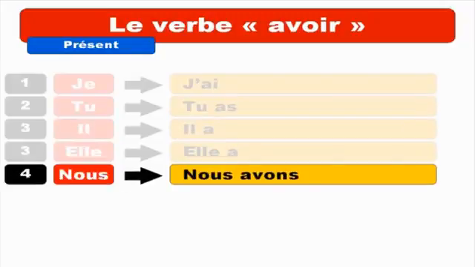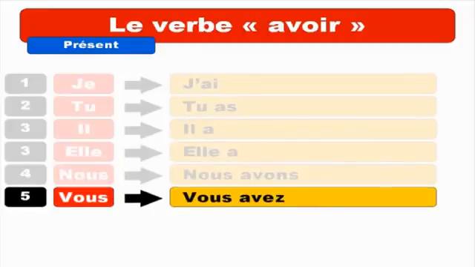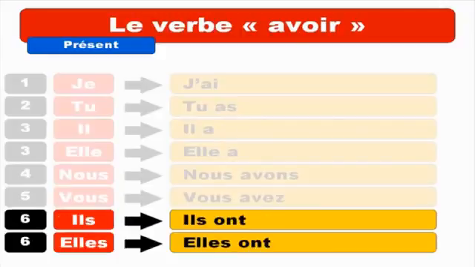Then come the form for nous. Nous avons. So you can notice that there is a small link between this S and A. That's what we call la liaison. So you get to put this small link. So it's like Z. Nous avons. Repeat. Nous avons. And then for vous, same thing. Vous avez. Repeat. Vous avez.